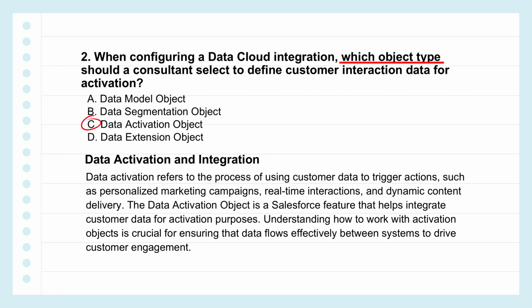So it's almost like a bridge between understanding your customers and actually reaching them. Exactly. Whether that's powering a marketing campaign, personalizing a website experience, or triggering a customer service workflow. So understanding the different object types within Data Cloud is pretty crucial, especially when it comes to orchestration. Absolutely. Each object has a distinct role to play, and the data activation object is all about making that data a dynamic force within your business.